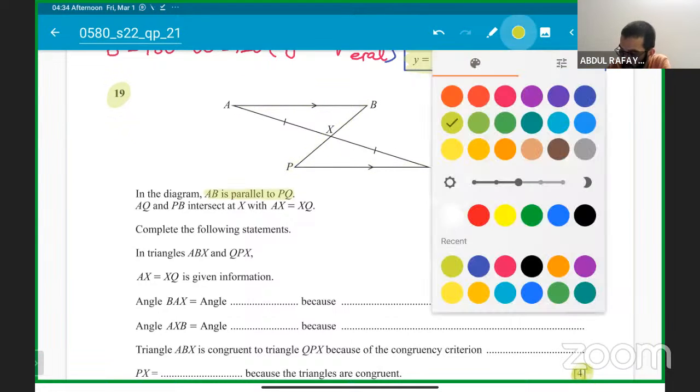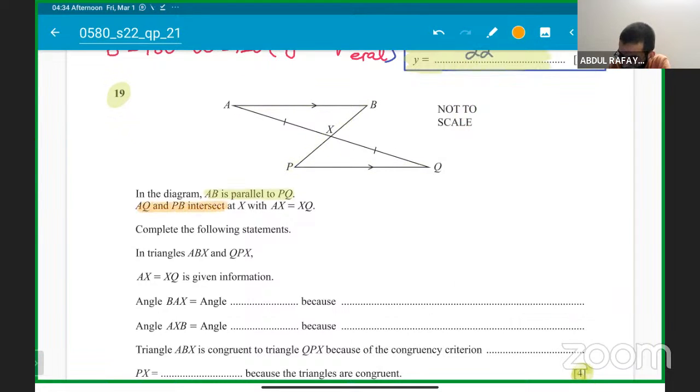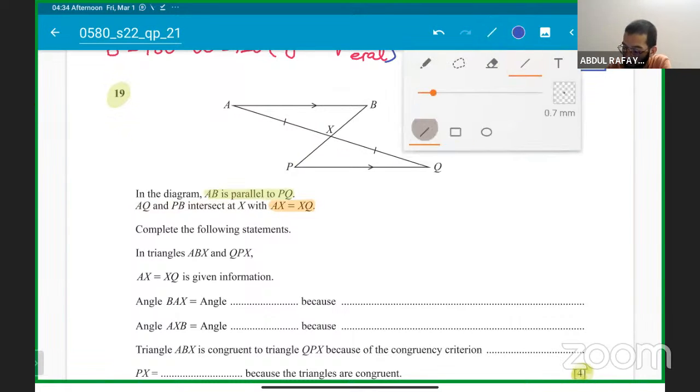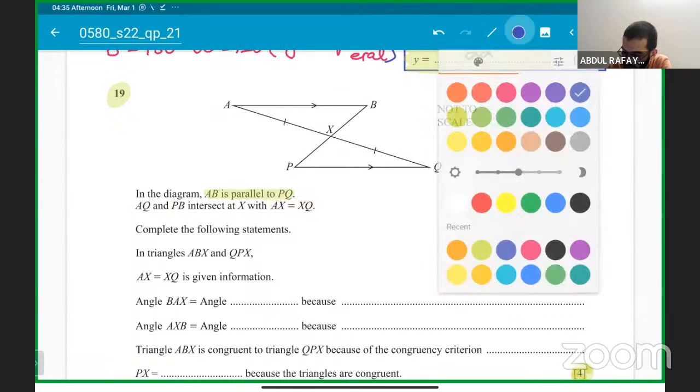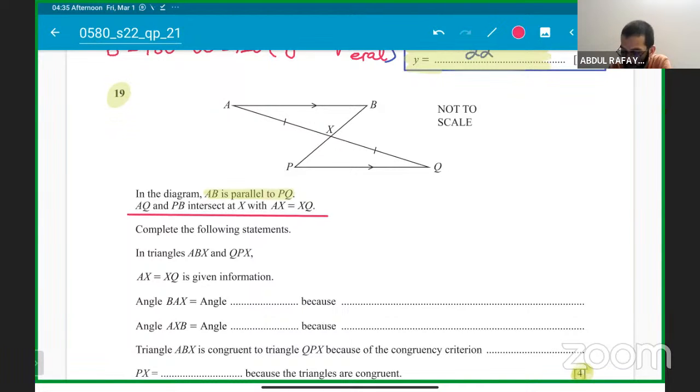AB is parallel, and then you have AQ and PB intersecting. AX is equal to XQ. Someone was asking about this, like, can you mention whatever is given? Yes, then you can mention it. Understand now, it is written clearly that AX is equal to XQ, which means X is the midpoint. So we have to complete the following statements.